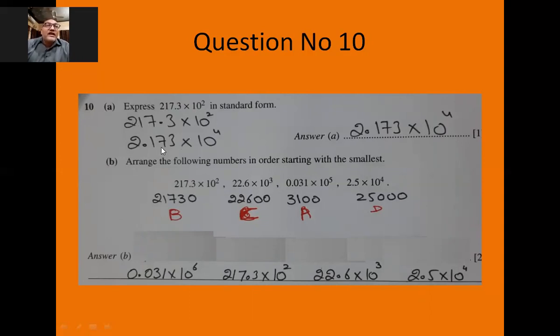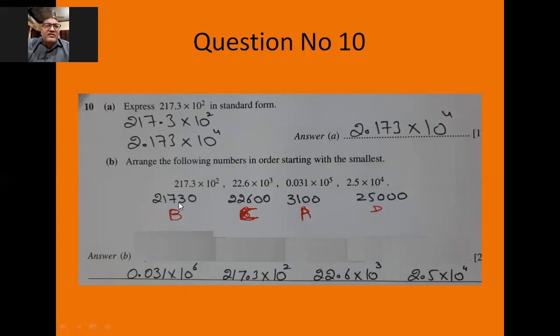So finally, you will have 2.173 x power 4. So that's the answer. Then we have the next part. That's question number 10, the B part. It says, arrange the following numbers in order starting with the smallest. So here you have the numbers. You can see what I have done: I have converted them into the normal form.